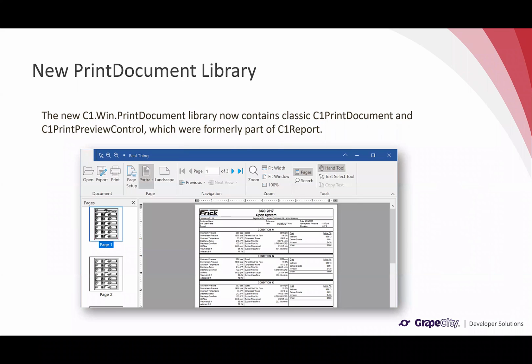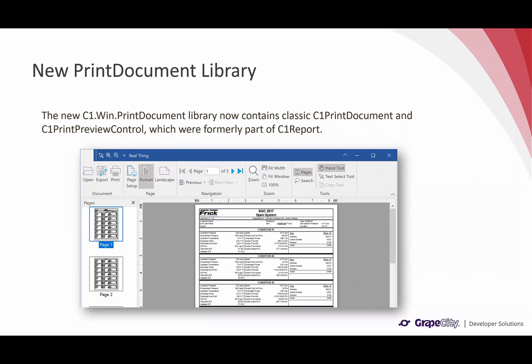In this release, we finally reintroduced the classic print document component and the C1 print preview controls. As you may remember, these controls were once part of the C1 report library, but when we replaced C1 report with Flex report, the print document and print preview controls were sort of left behind in a legacy library. So if people want to continue to use those outside of reporting, they can now use them in the new package. So we've repackaged the C1 print document component and the print preview controls in a new library called c1.win.printing.